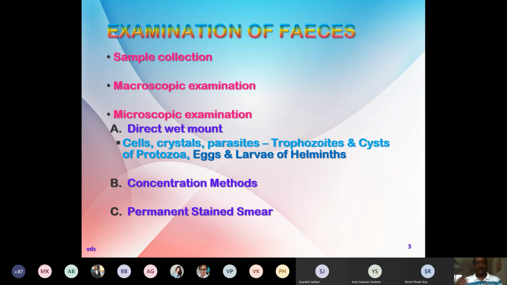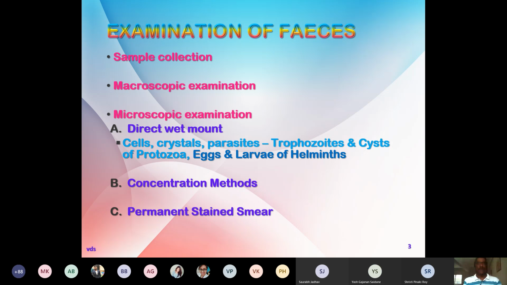That will go into details. So our focus of today's topic will be mostly on the examination of feces for the diagnosis of parasitic infections. Okay. Now, in the first 4 to 5 slides, I will be projecting the schematic method how we are going to study today's topic. First will be the sample collection, particularly feces.